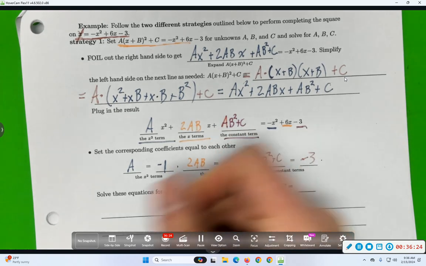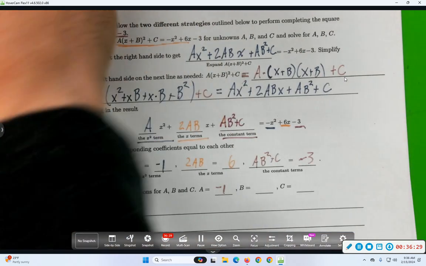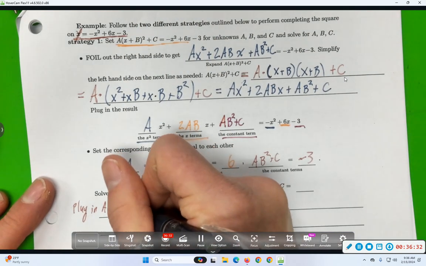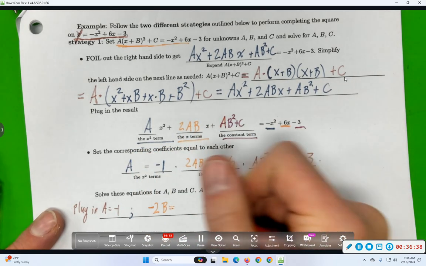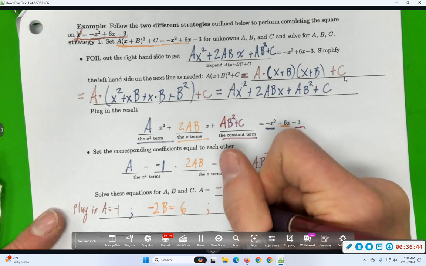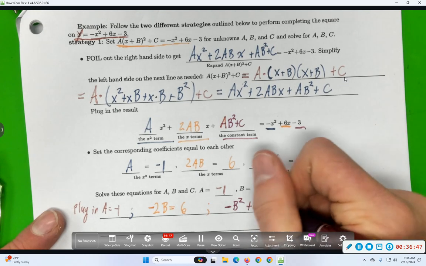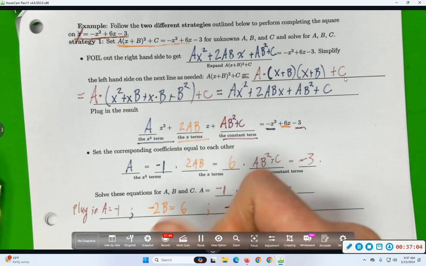a is -1. So let's plug in a equals -1. Let's see if I can do that correctly. The yellow equation now becomes -2b equals 6. And the pink equation becomes -b squared plus c equals -3. And I still need to know what b and c are. Look like you can solve for one of those 2 variables easily right now? Yeah. Which one? b. What's b? -3. I hear a -3. People agree? Cool.